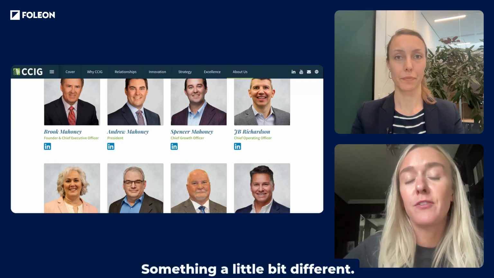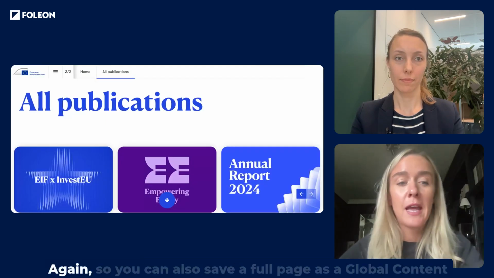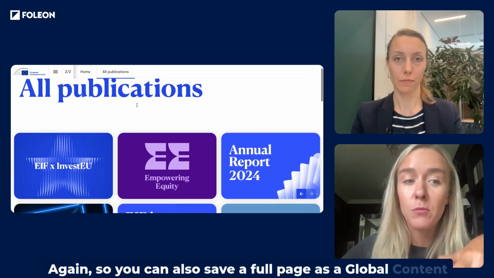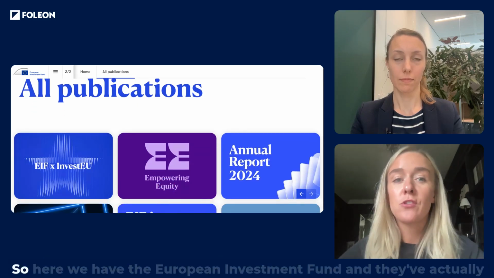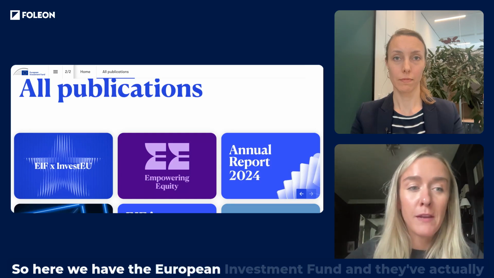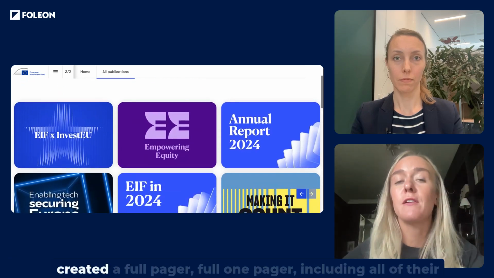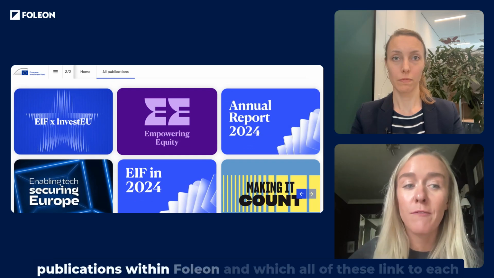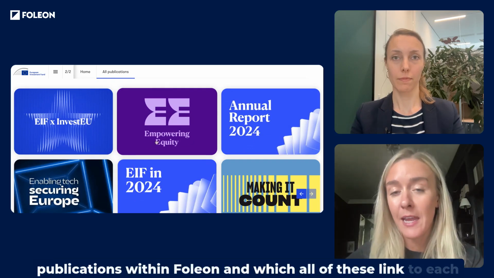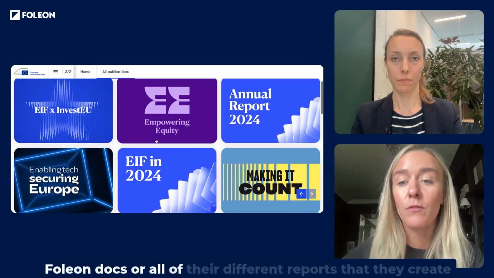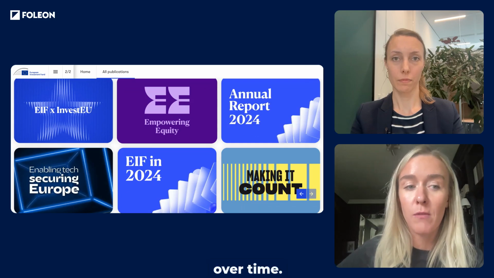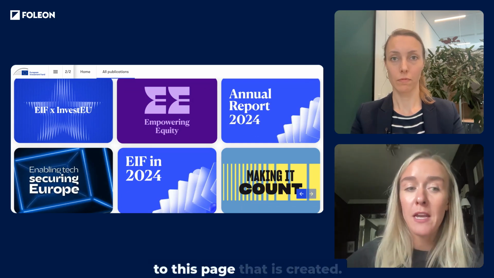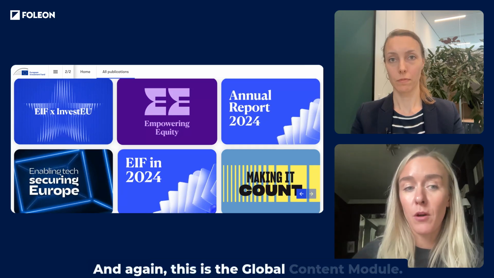Something a little bit different. You can also save a full page as a global content module. So here we have the European Investment Fund, and they've created a full one pager, including all of their publications within Folian, which all link to each Folian doc. So all of their different reports that they create over time, they add each doc to this page that is created. And this is a global content module.